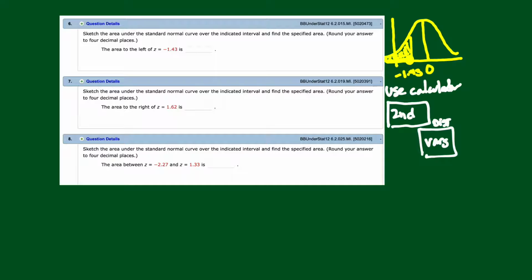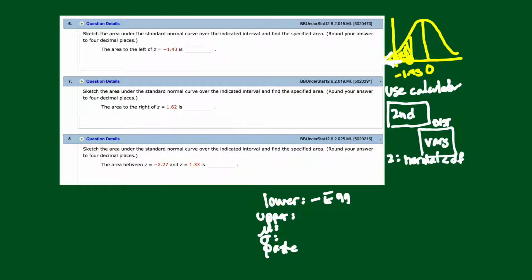So second VARS. Now choose item number 2, which is normalcdf. What comes up is lower, upper, mu, and sigma, and then paste.